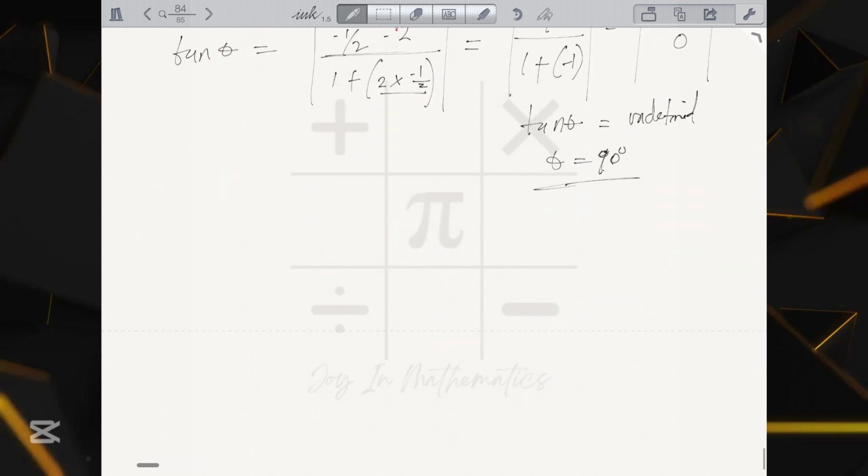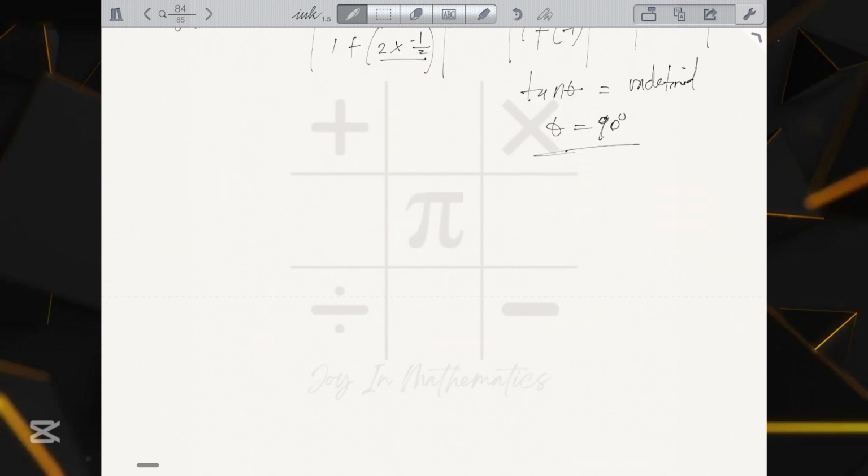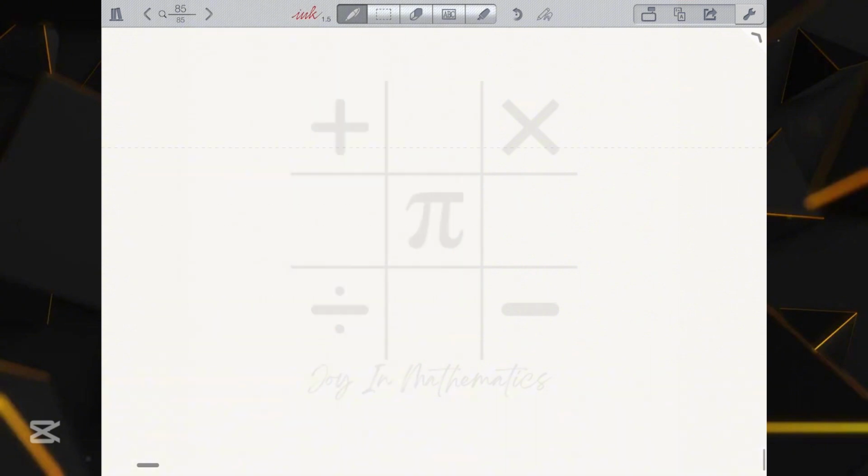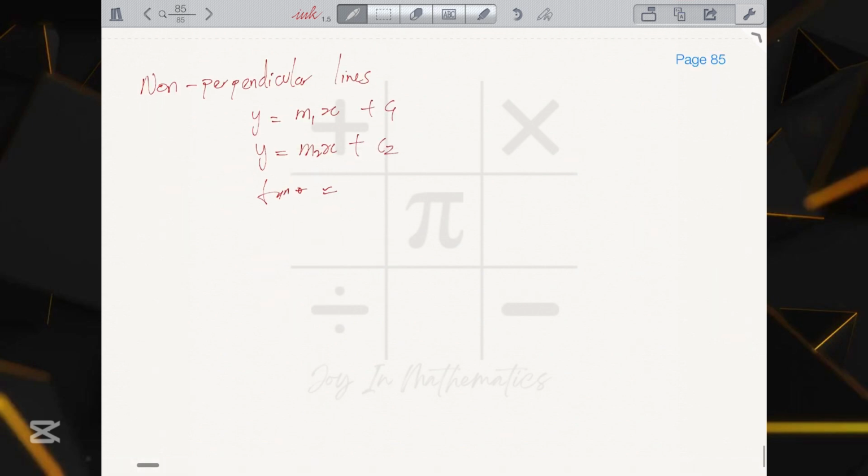So now we have come to the end of this expression, and let's take a summary. In the summary, we have angles between two non-perpendicular lines. When we have two non-perpendicular lines, we will have y is equal to m1x plus c1, and likewise y is equal to m2x plus c2. Then tan theta is equal to the modulus of m2 minus m1 divided by 1 plus m1 m2.